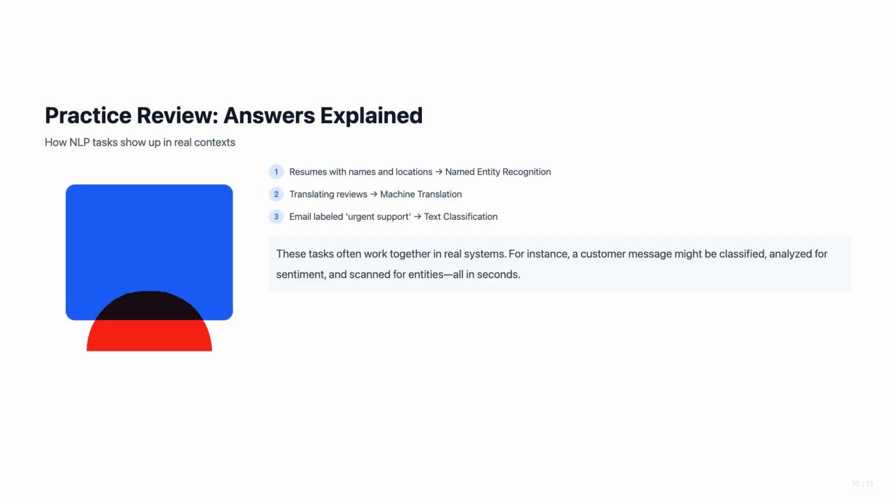Let's review the answers. First, a job board pulling names, titles, and locations from resumes. That's named entity recognition. The system is identifying and categorizing key facts. Second, translating French reviews to English. That's machine translation, a core NLP task. Third, an email tagged as urgent support. That's text classification, where the system decides the category based on content.